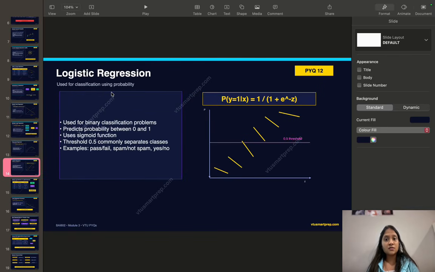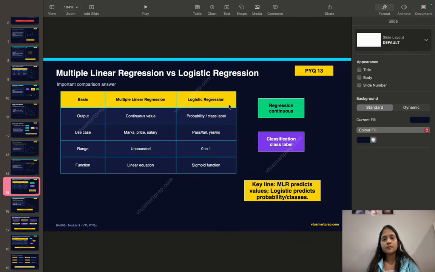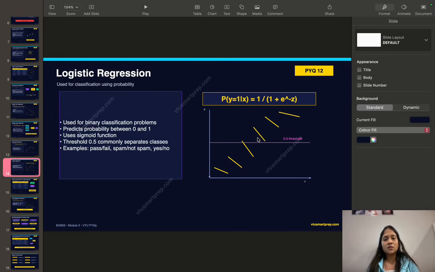Next is logistic regression. You have the formula, and these are the points you have to remember. It is used for binary classification problems and predicts a probability between 0 and 1. You are going to have probability values that are always between 0 and 1. It uses the sigmoid function. The threshold value is commonly 0.5. It separates the classes. Examples: pass or fail, spam or not spam, yes or no. These are examples for logistic regression, and this is the formula for it. Also remember the diagram.